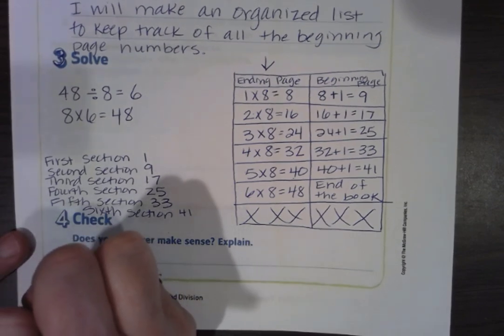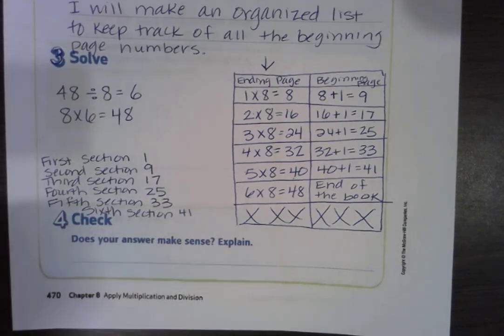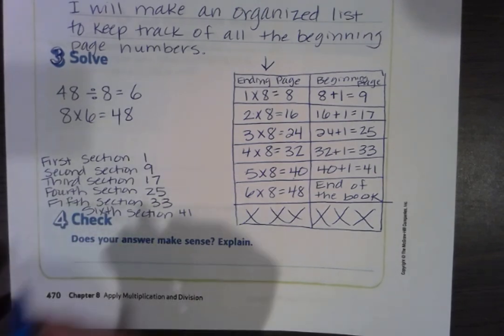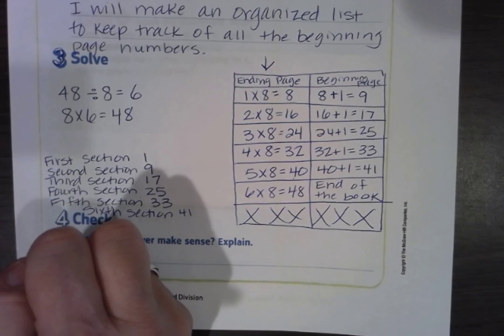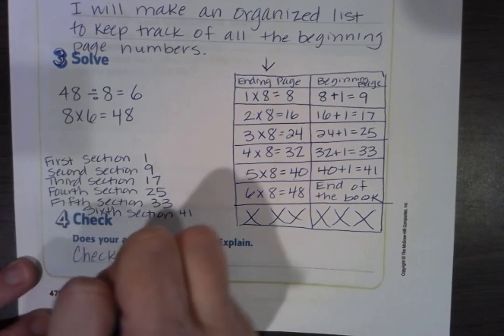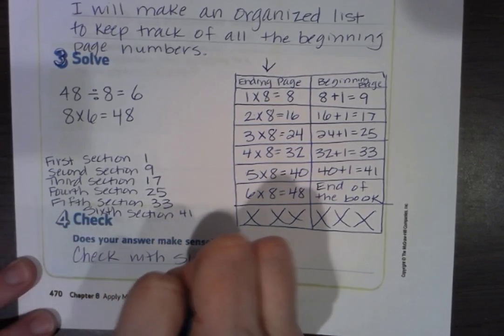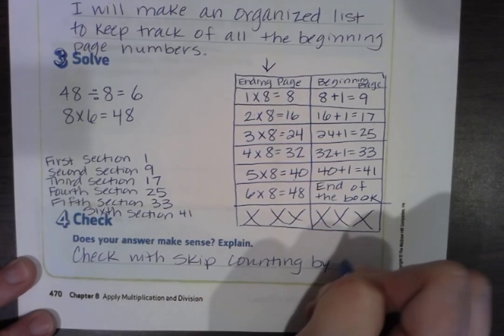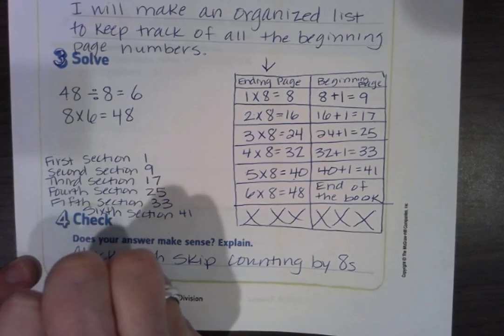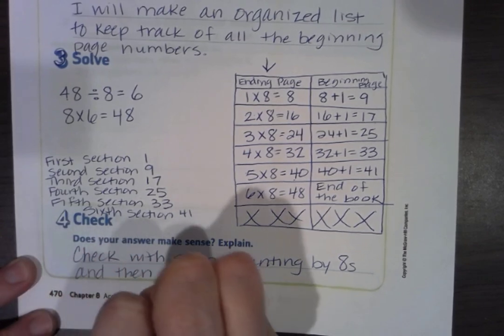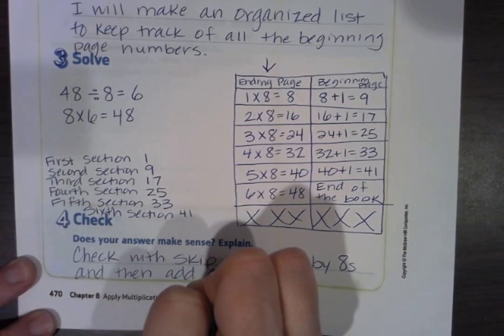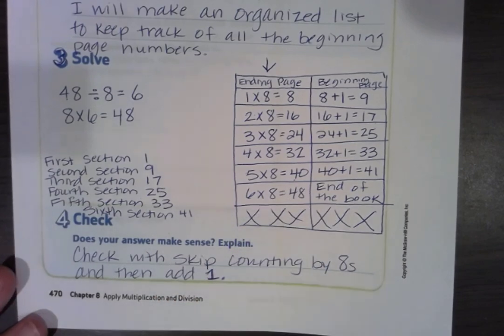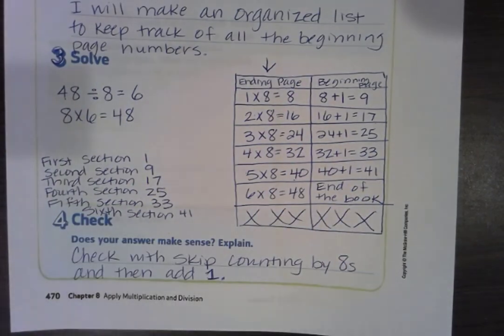Can we check this with skip counting? We can check it with skip counting. So we can check with skip counting by 8s and then add 1. Because remember, we're always going to have to see what the next page is, which would be adding 1. This was a very complicated one. I'm super proud of you guys for continuing on.